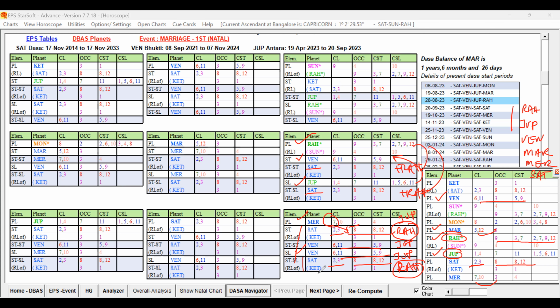And now let us check the Dasa Lord. The Dasa Lord at the time of marriage was Jupiter. Jupiter Dasa was running; now Saturn Dasa is running. Previously Jupiter Dasa was running, and during that period only he got married. Jupiter Dasa is a good key planet, already discussed.